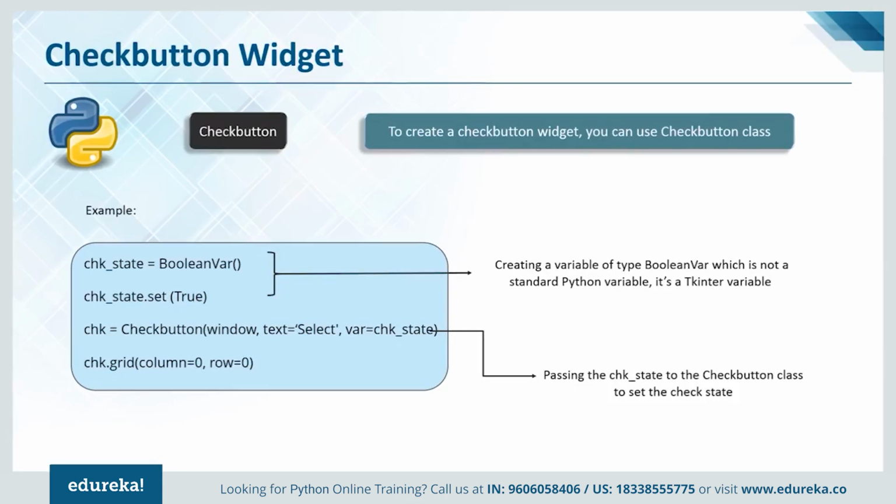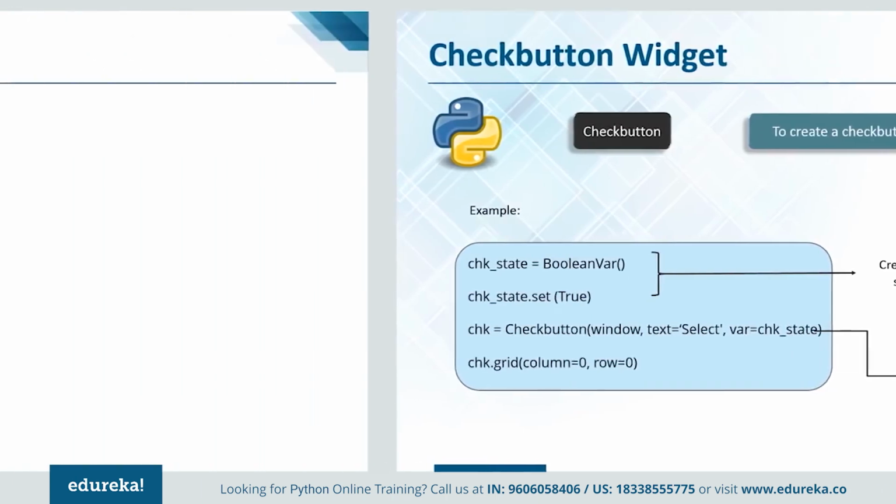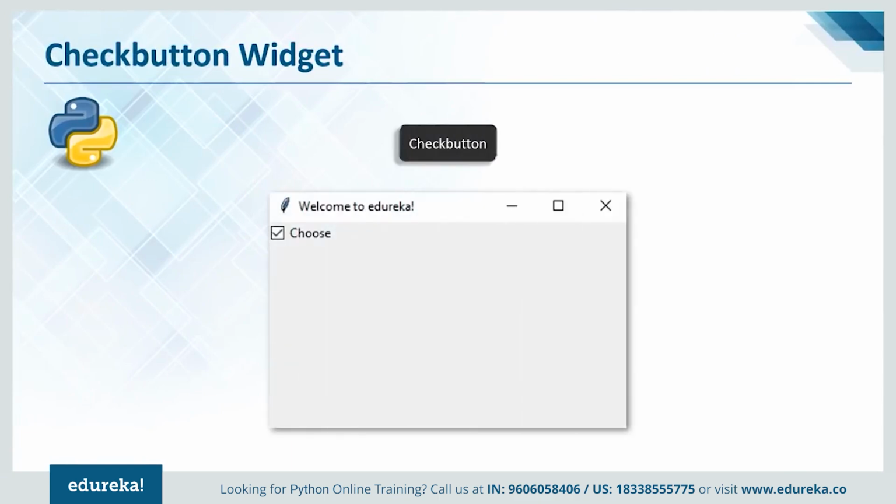Nothing to worry, guys. This is actually a Tkinter variable. By default, we keep the set state to be true, which means that the button is checked already. And next, we are passing the chk_state to the actual CheckButton class to check the state for us. So check out the example here, guys. We have a really simple check button widget with a certain text.